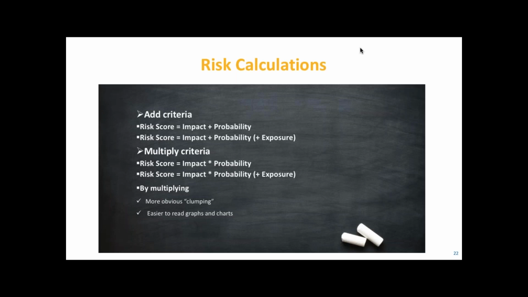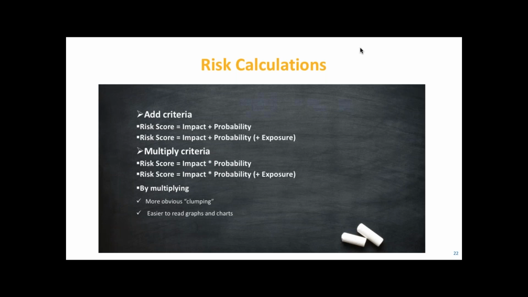So for risk calculations, here are just a few examples where, if you're adding the criteria, obviously the risk score would equal the impact plus probability, or if you wanted to add a separate score just for the exposure on that. You can also multiply the criteria, and the great advantage to that is when you're multiplying, you start to get a much wider, more granular dispersion of the scores. So that allows for more obvious clumping.